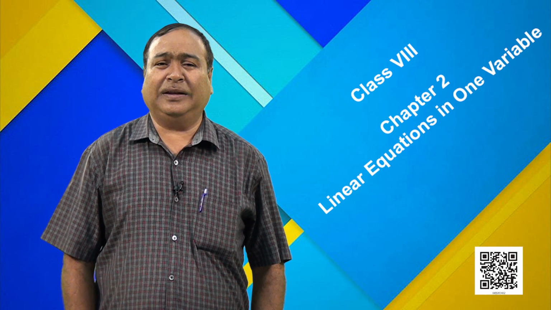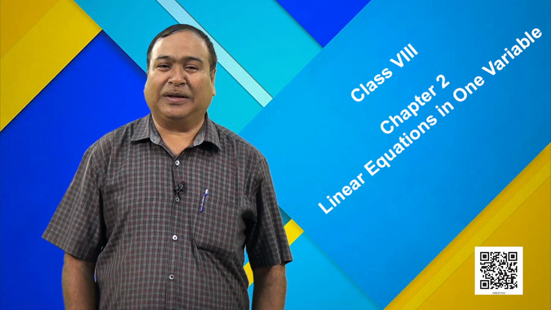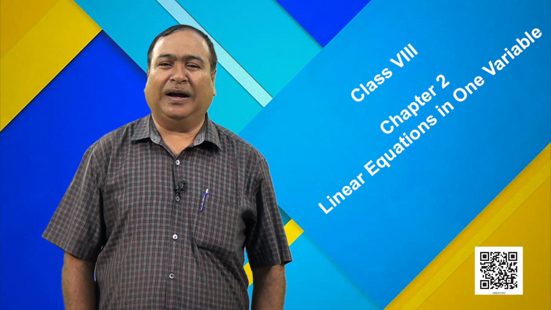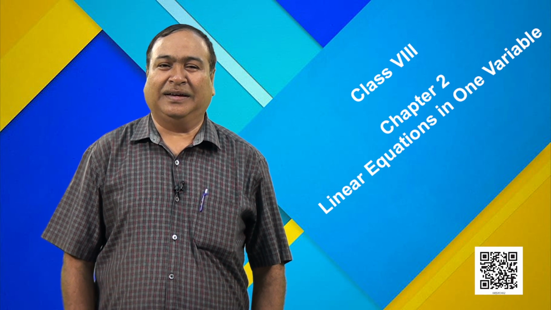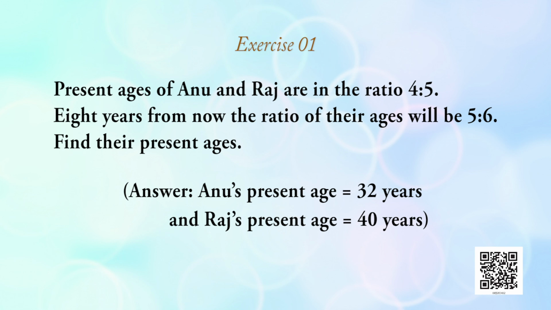Students, in a similar way, I would like to give some problems for you as an exercise. For your reference, I am giving the answers also. Please try to follow and solve by observing the above methods. The problems are as follows. Problem 1. The present ages of Anu and Raj are in the ratio 4:5. 8 years from now, the ratio of their ages will be 5:6. Then find their present ages. Answer: Anu's present age is 32 years and Raj's present age is 40 years. Please try to find out by applying the above methods.